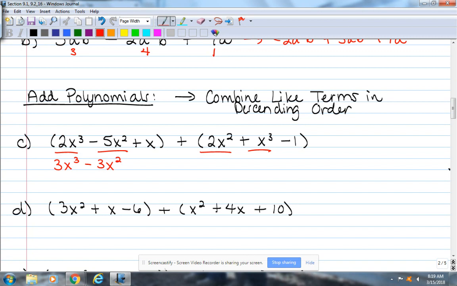And then what's the next highest exponent? X to the first power, just x, right? Are there any others besides that one? No. So you just bring it down. If it doesn't have a like term, you just copy it when you get to it. And then what do we put on the end? Minus 1, the constant. So this is my answer. Highest to lowest exponents, combine like terms, and when you combine like terms, you don't change your exponent on your variables.